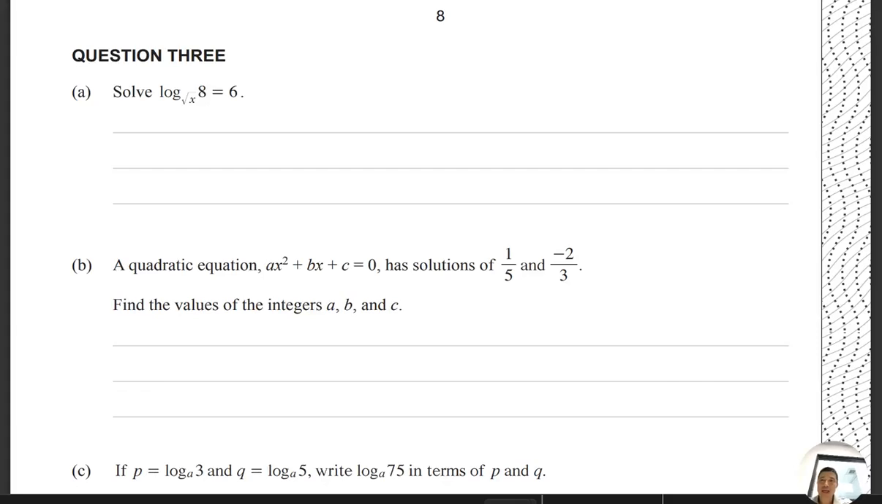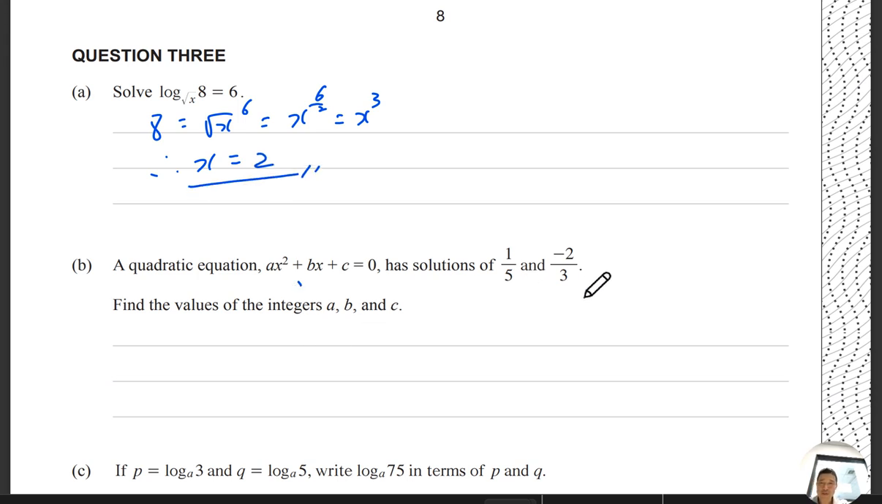Solve log 8 to the base of square root of x equals 6. So we can change this to 8 equals square root of x to the power of 6, isn't it? Well, square root of x to the power of 6 is actually x to the power of 6 over 2, right? So, which is x cubed. So, x cubed is 8, hence x must be 2.